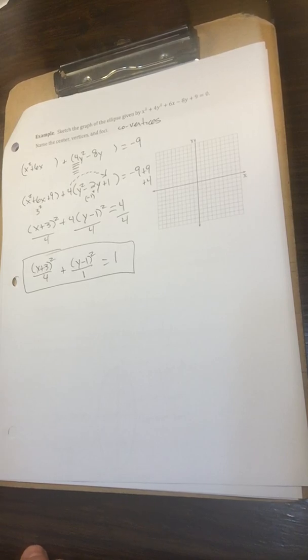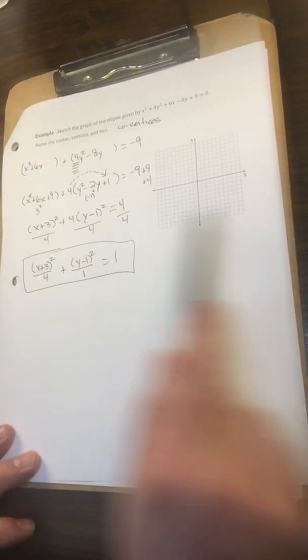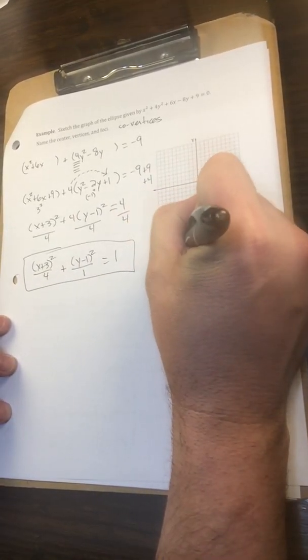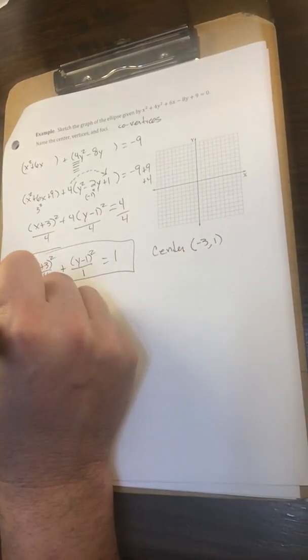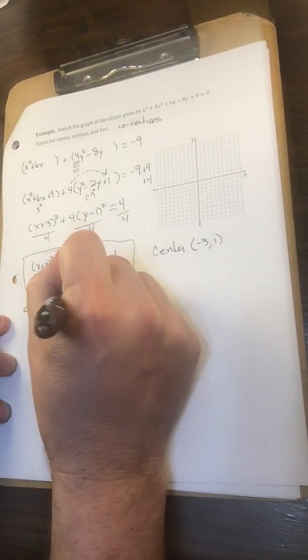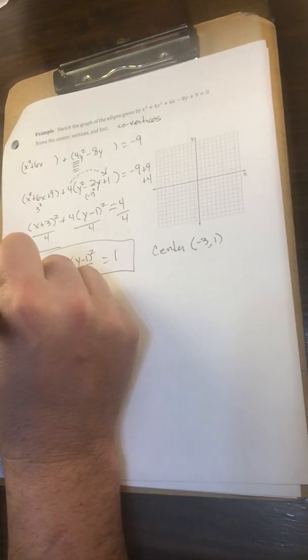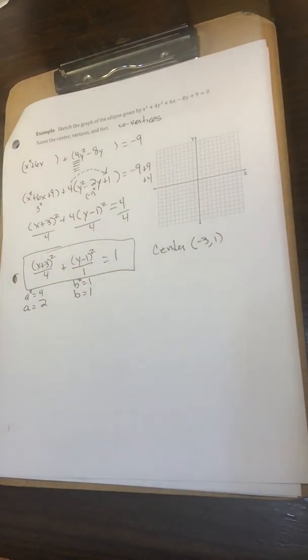Okay, check it out. Where's the major axis? The bigger number is under the x squared, so the major axis is definitely horizontal. I know enough now to say that the center is equal to negative 3, 1. I know that a is 2 and b is 1. That's a squared, right? If a squared is 4 and b squared is equal to 1, then a is 2 and b is 1.